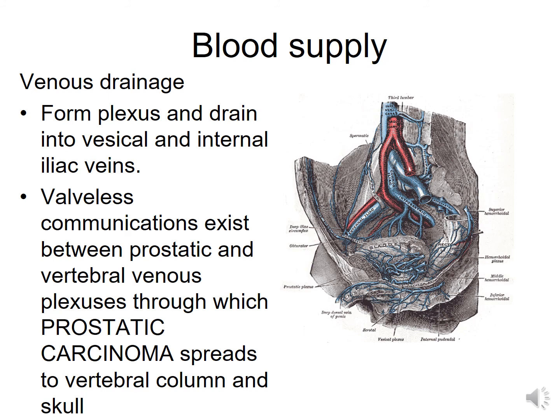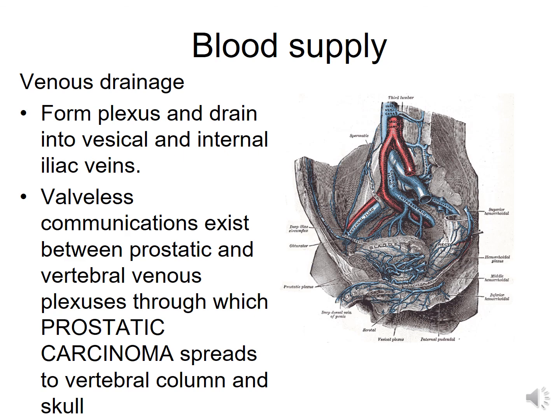So what will this Batson's plexus cause? What happens is that they are valveless communications. So if there is any carcinoma, it can reach up to the skull through this Batson's plexus. And how does it reach the skull? Because this vertebral venous plexus drains into the intracranial dural venous sinuses. So there is involvement of the vertebral column and brain.